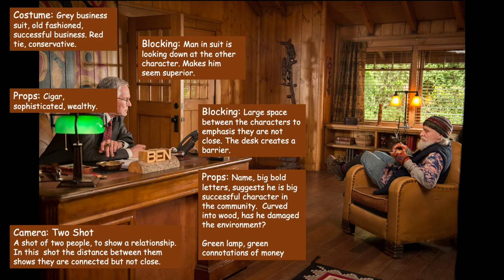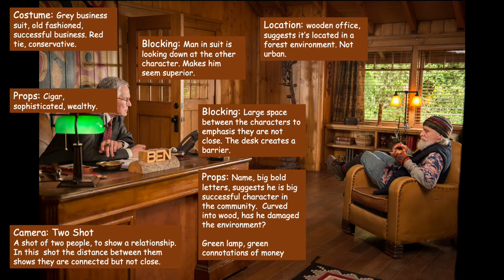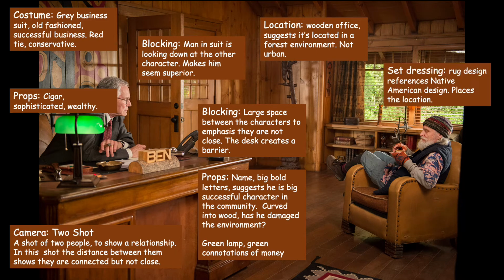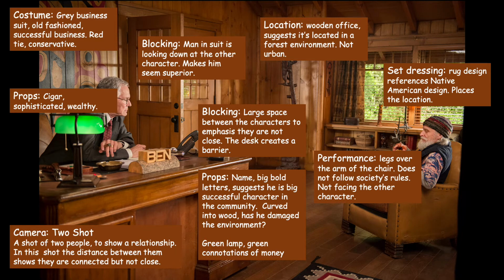In terms of blocking, there is a large space between these two characters to emphasize that they are not close, and the desk creates a barrier of some kind. But the fact they are both in the same frame would suggest there may be some kind of relationship between them. They could be brothers. The location is a wooden office, which suggests a forest environment, not urban, not city. In terms of set dressing, the rug on the floor has a Native American design, which helps place the location as being somewhere in middle America.